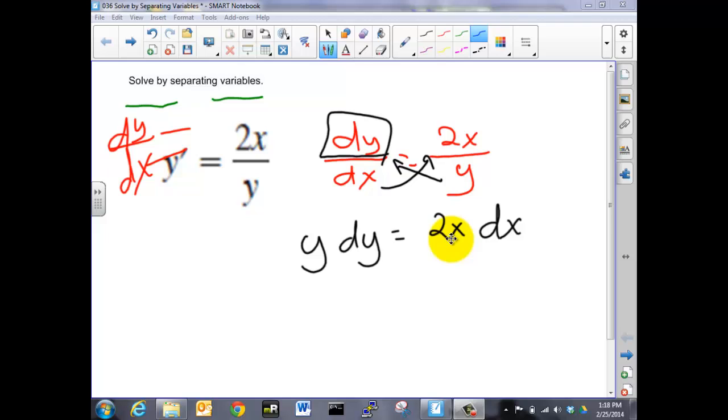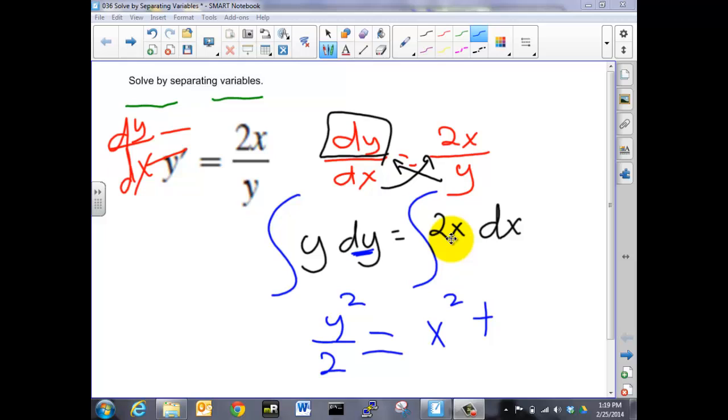We need to integrate. So we're going to integrate the left side and the right side. When we integrate the left side, we integrate with respect to y. Why? dy. So when we integrate y with respect to y, what do we get? y squared over 2 equals, what do we get when we integrate 2x with respect to x? x squared. And we're going to put a plus c. Where do we put the plus c?